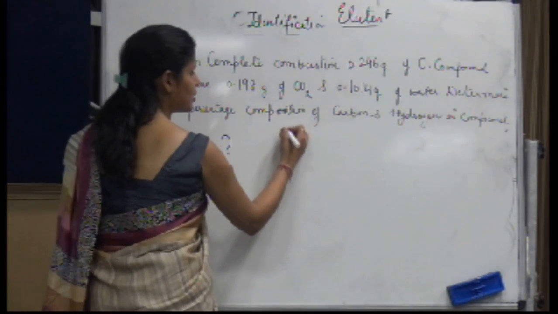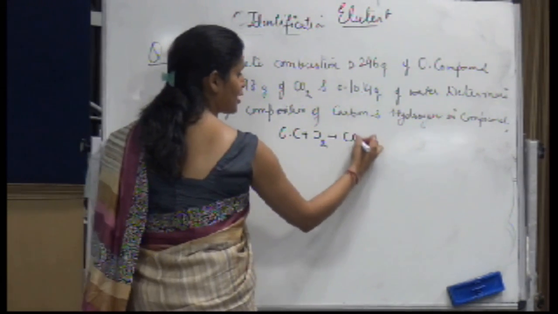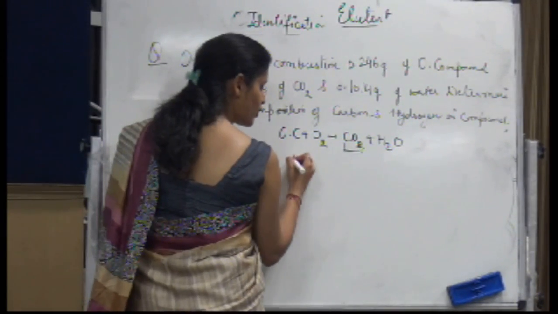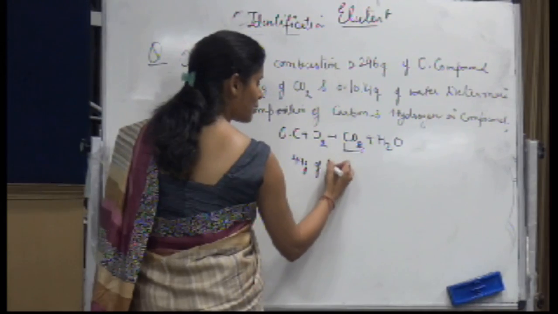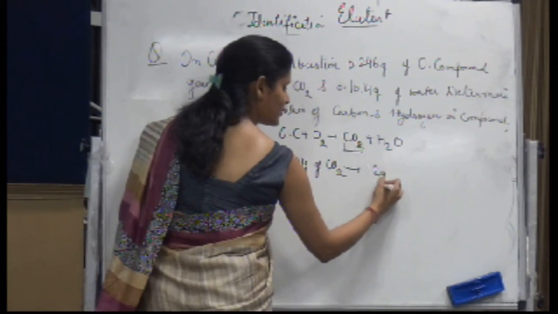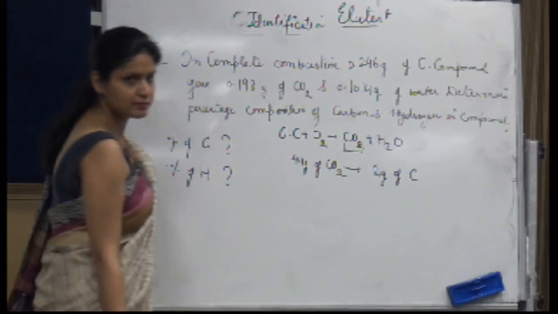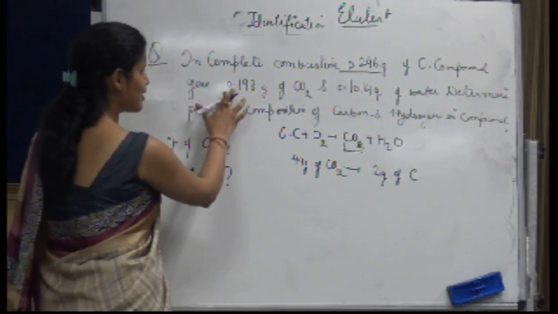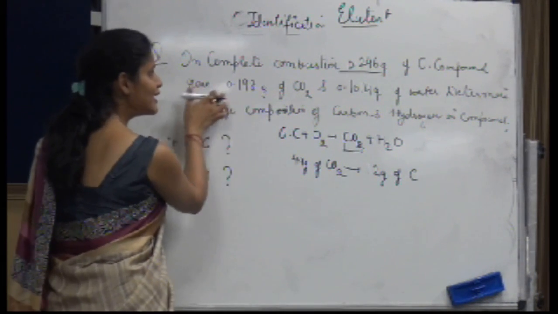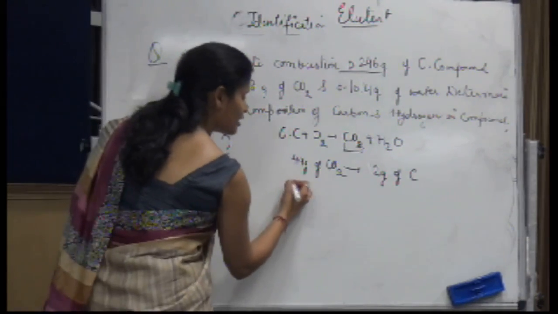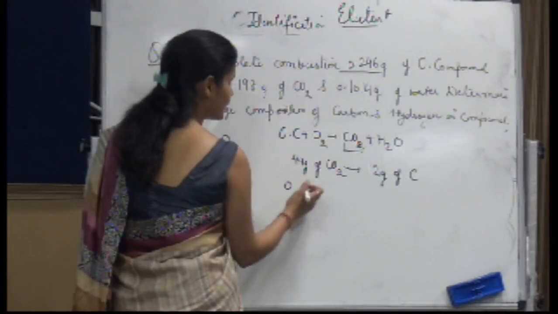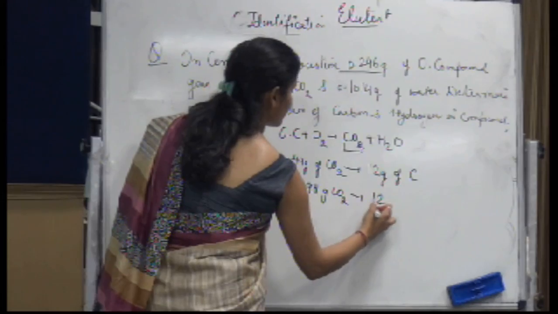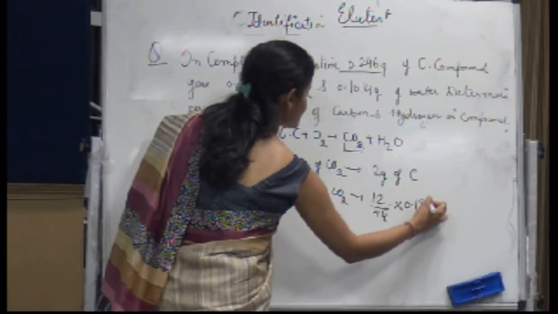I know any organic compound would burn in oxygen to give carbon dioxide and water. So that means in any case 44 grams of carbon dioxide would give 12 grams of carbon. ठीक है? That means if I get 0.198 grams of carbon dioxide, then 44 grams gives 12 grams, so 0.198 grams would give 12 by 44 into 0.198 grams of carbon.